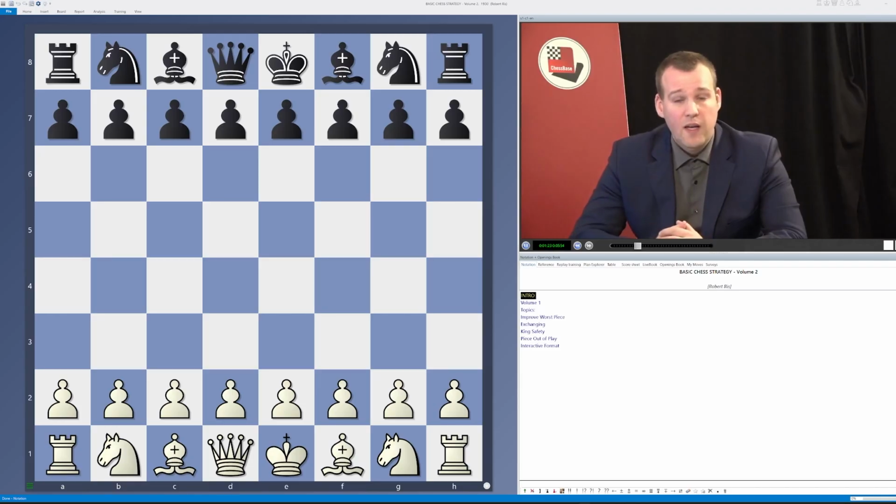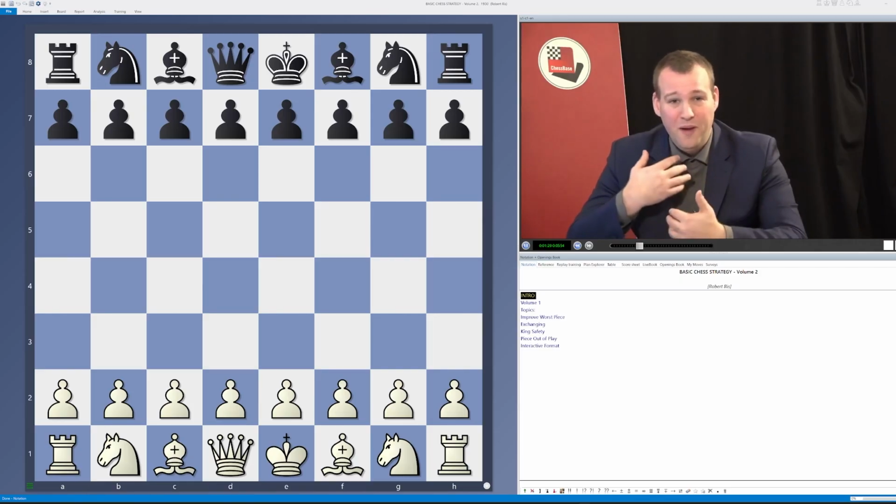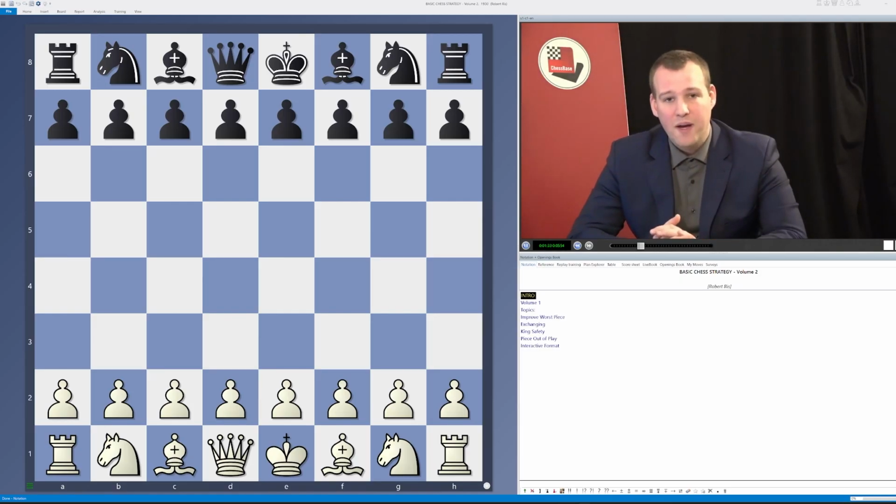I think it's a very important topic and often underestimated by a lot of club players, as I know you guys, you prefer to aim for a quick attack with 1 or 2 pieces, but your position will just get better when all the pieces are involved. So that's the first thing I'm going to show you.